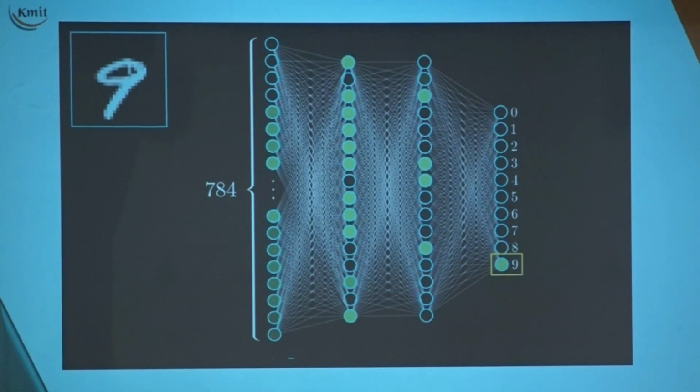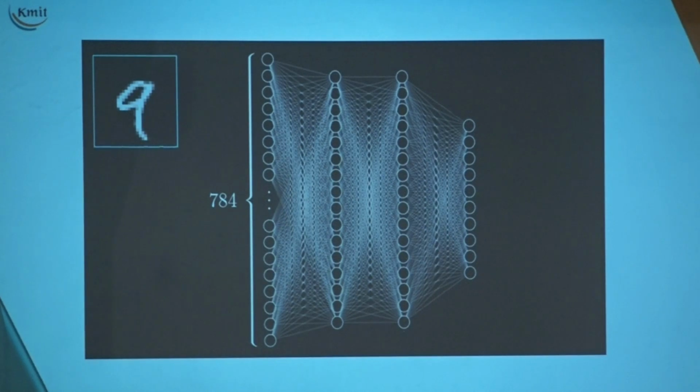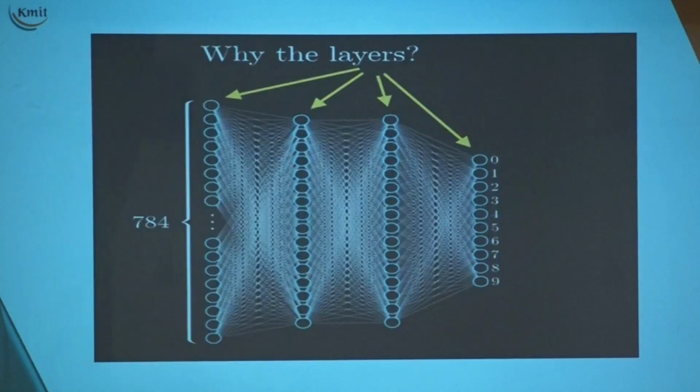If I take 9, 9 should be the output. If I take 2, 2 should be the output. So what is the size of this image? 784. So how many neurons do I have to take in the input layer? 784. So these are the layers of neurons and I take the output.